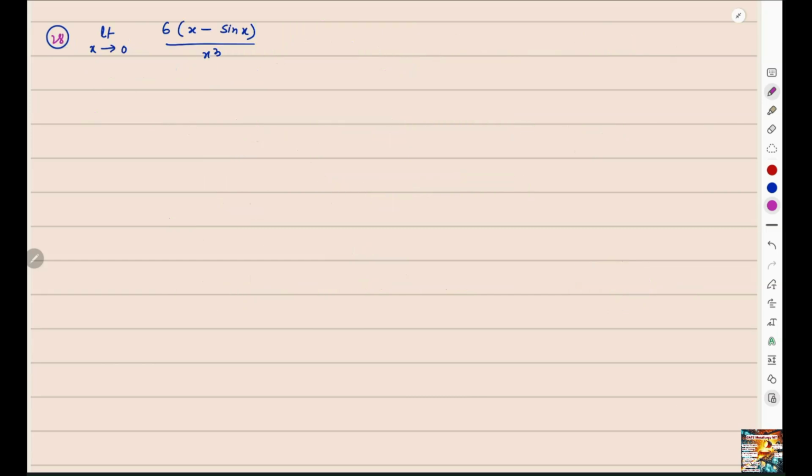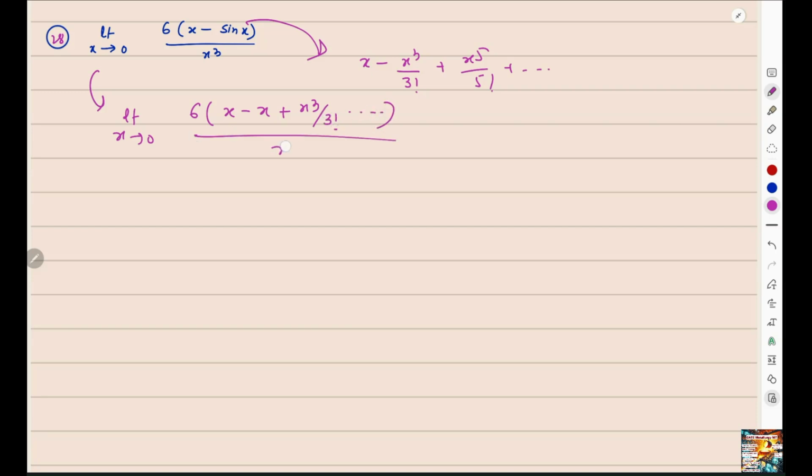So this is a mathematics question. We have to find the limit when x tends to 0. For this question we have to use the expansion for sin x, that is x minus x cube by 3 factorial plus x to the power 5 by 5 factorial. So we can write limit x tends to 0, 6 into (x minus x plus x cube by 3 factorial) divided by x cube.